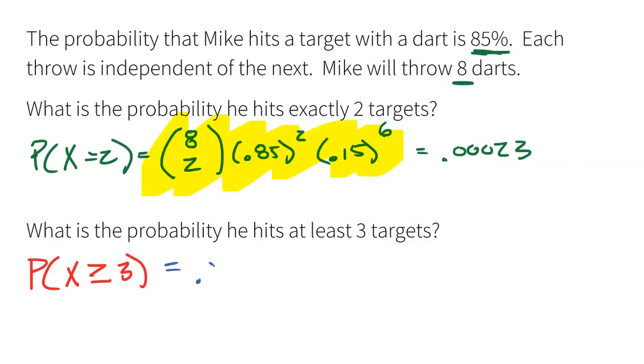0.9998. So very, very likely. Why is it so likely that he's going to make 3 or more? Because Mike's really good at shooting darts, at 85%. So that makes sense, I hope.